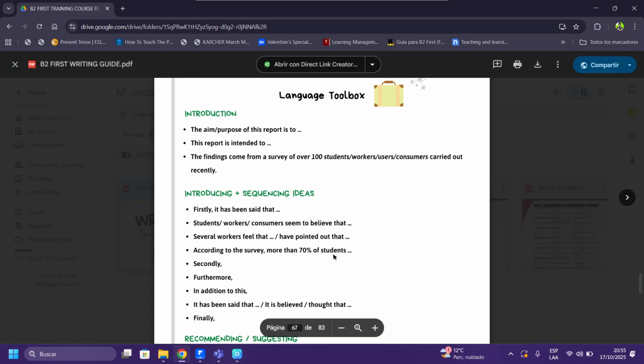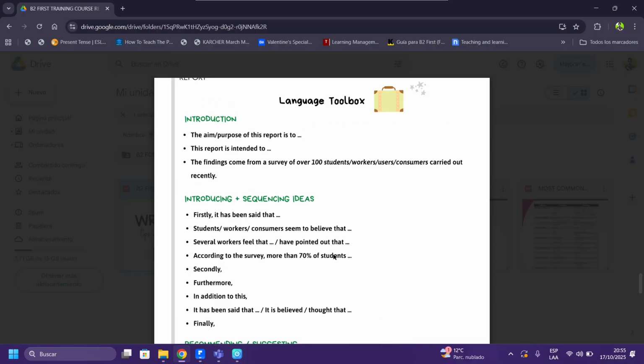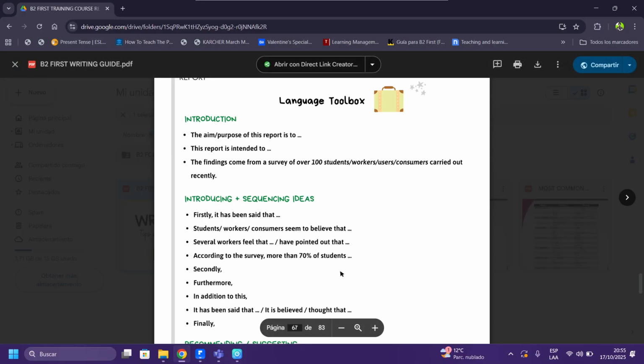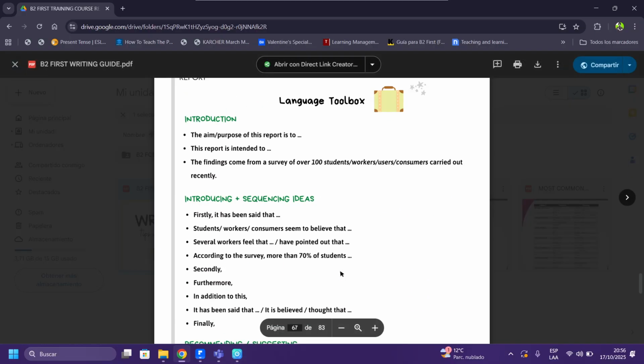Do you have to write a report right now? No, no. Do you have to write that for your job? Yes, always. So I guess that you are an expert at writing this. Yes, but in Spanish.